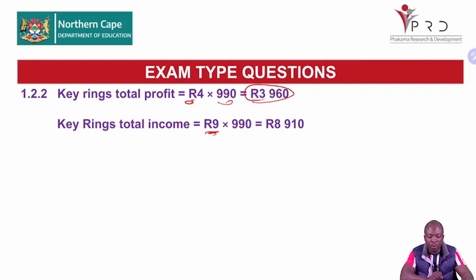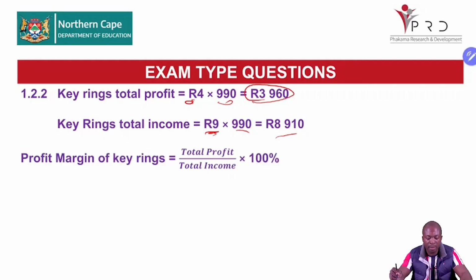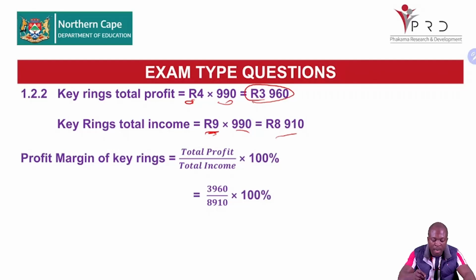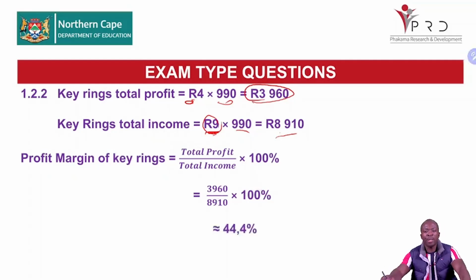Let's go to the key ring. The profit on each one, we're having it there. By 990, we are going to make 8,910. So let's look at the key ring percentage profit. We have our 3,960, which is our profit. Remember we sold it for 9 rand. So the income is what? 8,910. When we press, what are we going to get? Oh, we got 44.4%. The key ring. That's how much profit margin we have.